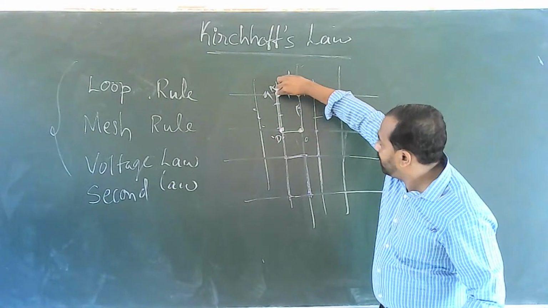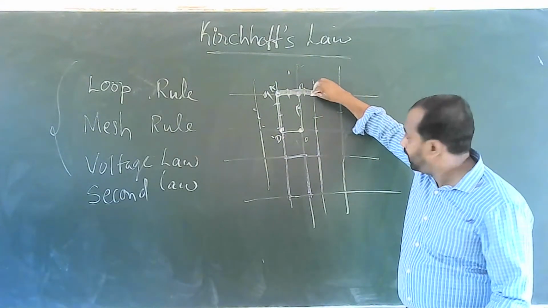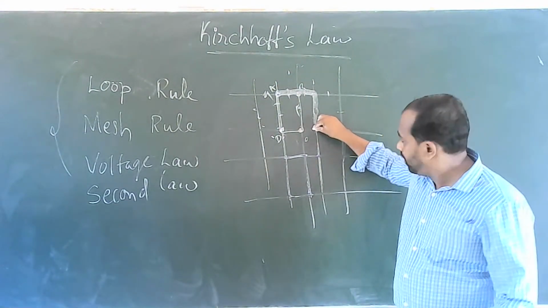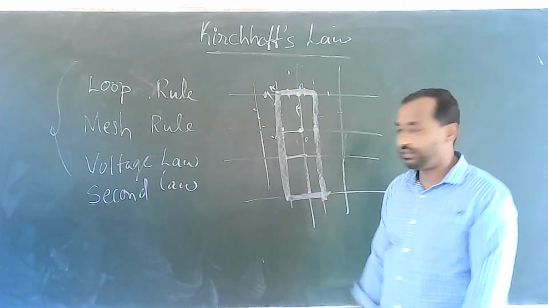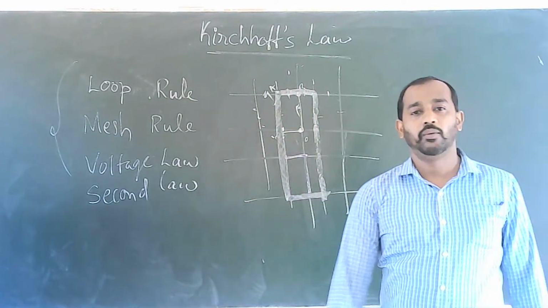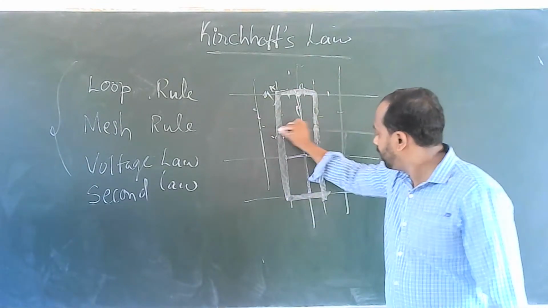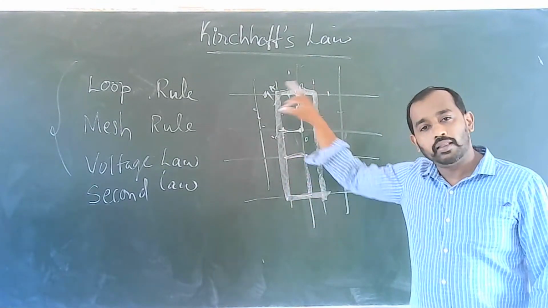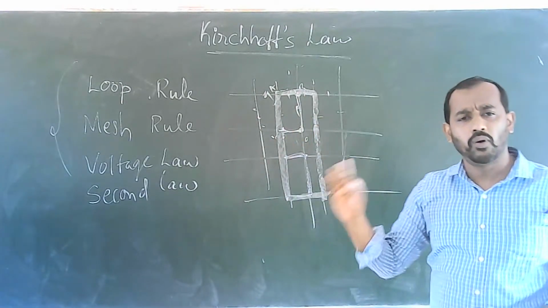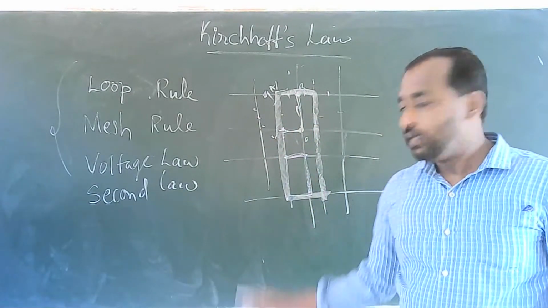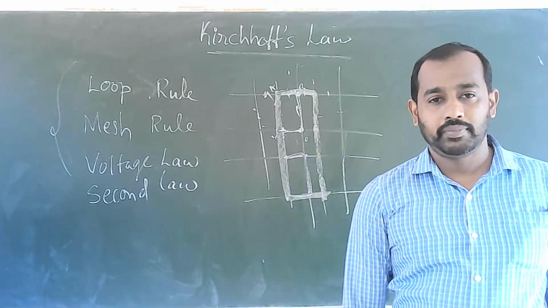Starting from the A itself, but somewhere here, then here, then here, then here, then back to here. This is also a mesh, which involves the two meshes we have already considered. So it is a closed path available for the flow of the current.